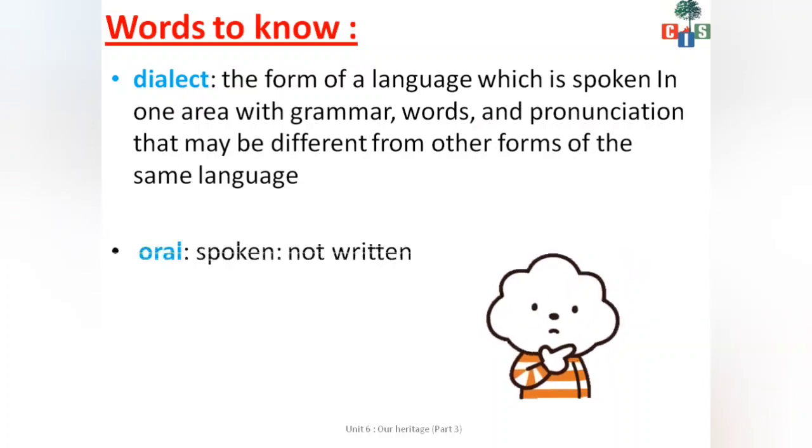Next one is oral. We all know what is oral. That is not written, which we speak only. So oral is spoken or not written. These are the two words to know which you have to write.